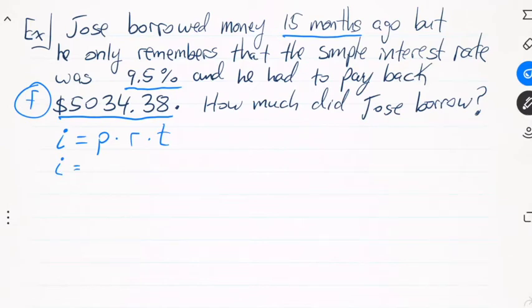Do I know the principal? And the answer to that is no, because that's what we're looking for. We're looking for how much did Jose borrow. So that gets left alone. We know the interest rate is 9.5 out of 100. And we know the time is 15 months out of a whole year. So it's 15 months out of 12 months. So it's a little bit more than a year.